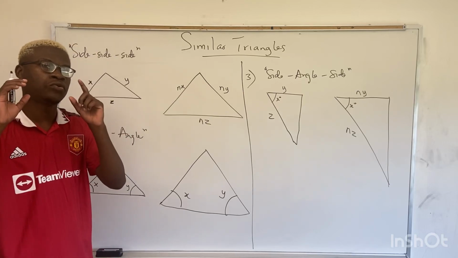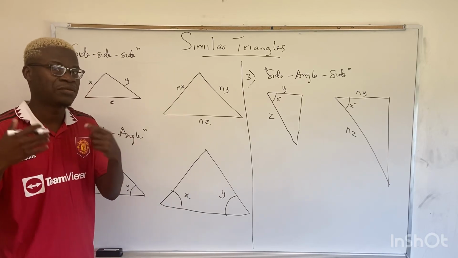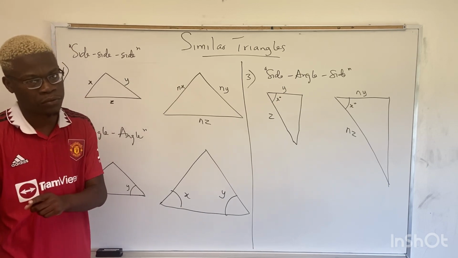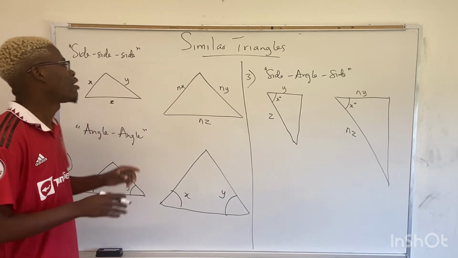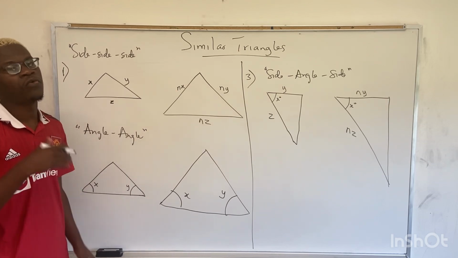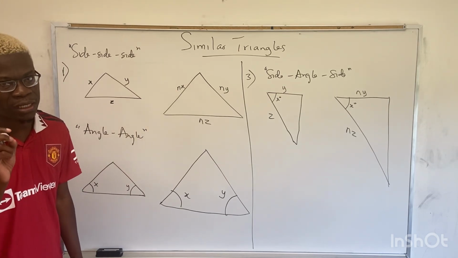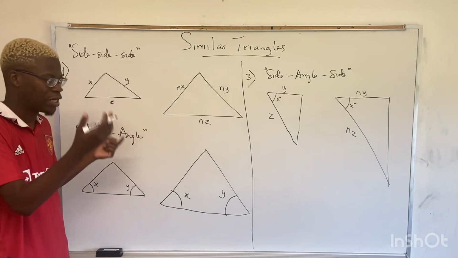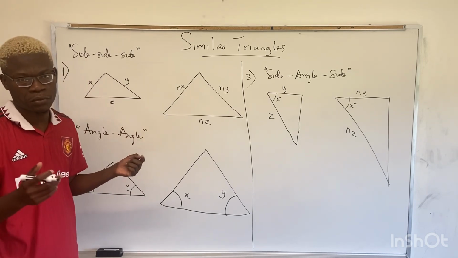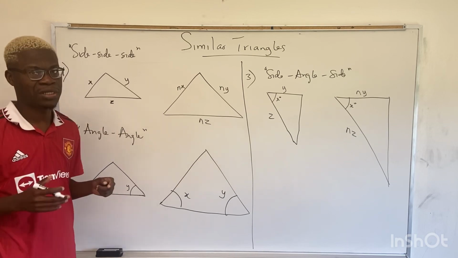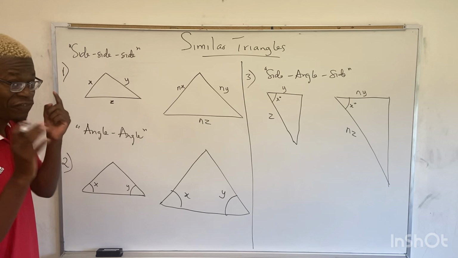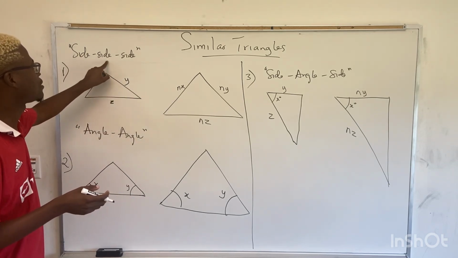Now, I want to explain to you what similar triangles mean and how you can identify similar triangles. I have three cases for you for when two triangles are similar, or two figures, whatever it is. You can use it for triangles or any other figure when two figures are similar. All right, now the first case is side, side, side.